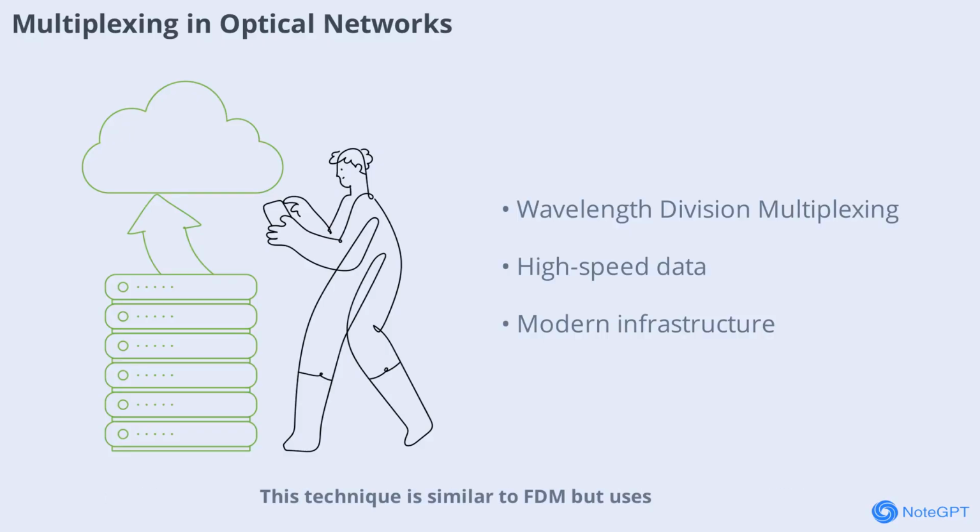In optical fiber networks, multiplexing takes the form of wavelength division multiplexing, or WDM. This technique is similar to FDM but uses different wavelengths of light instead of radio frequencies. WDM allows massive amounts of data to be transmitted over a single fiber, supporting the high-speed internet and data services we rely on every day. Multiplexing in optical networks is a key enabler of modern digital infrastructure.